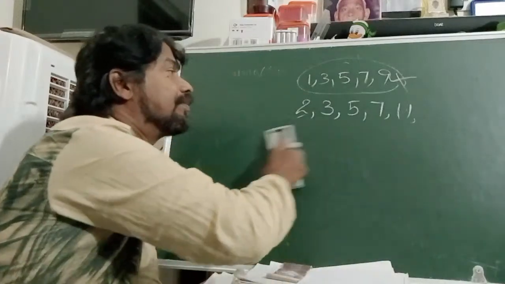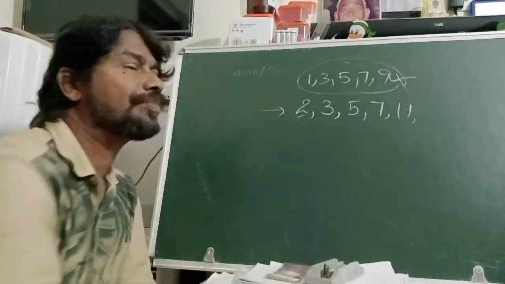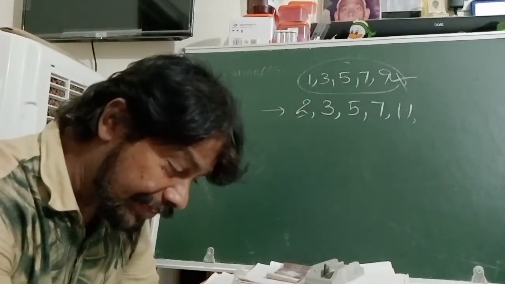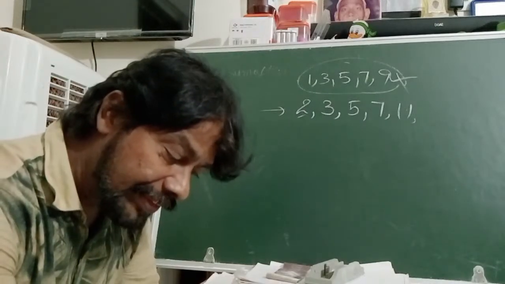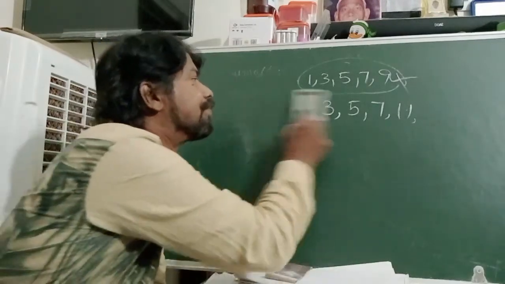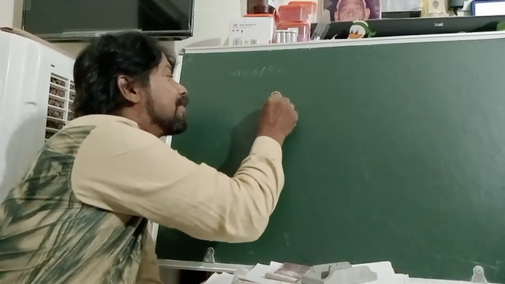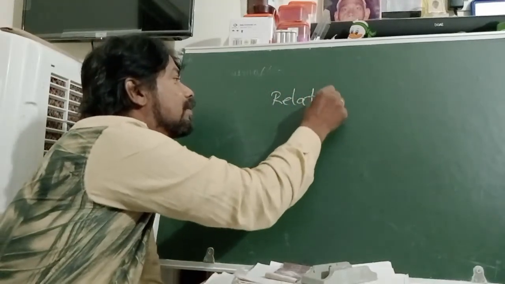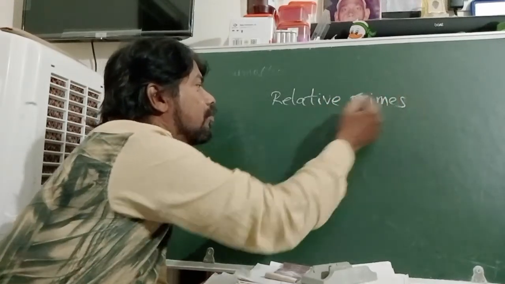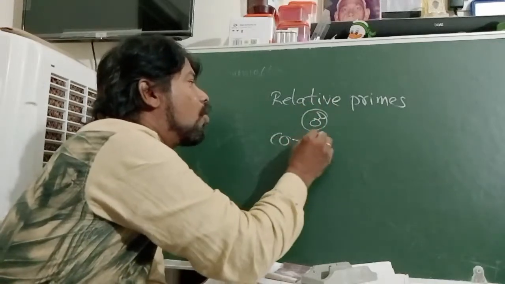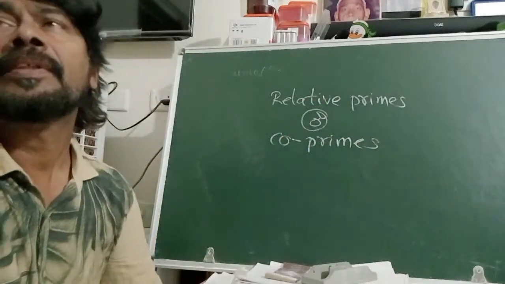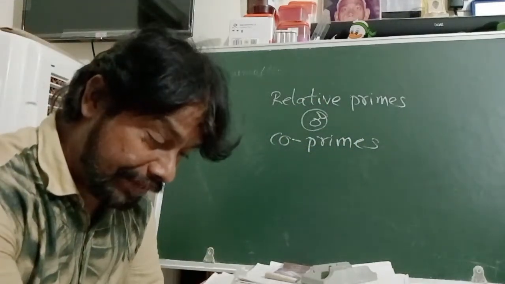Right. This is about the prime numbers. Next one is relative prime numbers. Relative primes are co-primes. Relative primes are co-prime numbers. What is a relative prime or co-prime numbers?